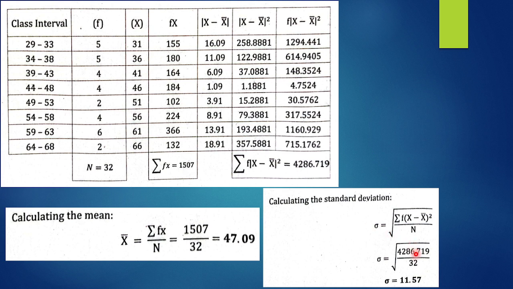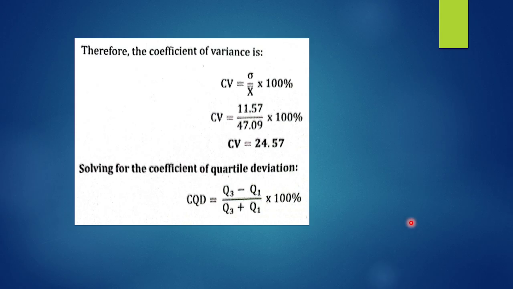4286.719 all over 32, and then the square root of that. So it's 11.57. Our standard deviation for this example is 11.57. Now, therefore, the coefficient of variation or CV is 24.57. And then after that, let's solve for the coefficient of quartile deviation.